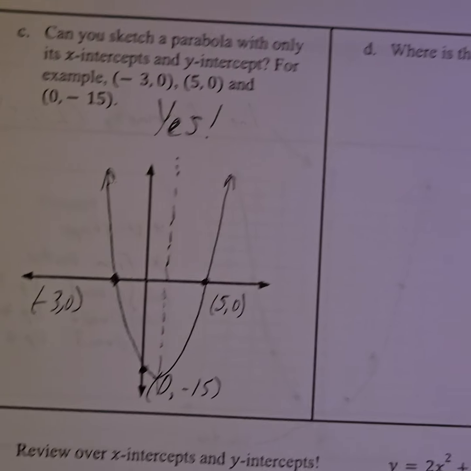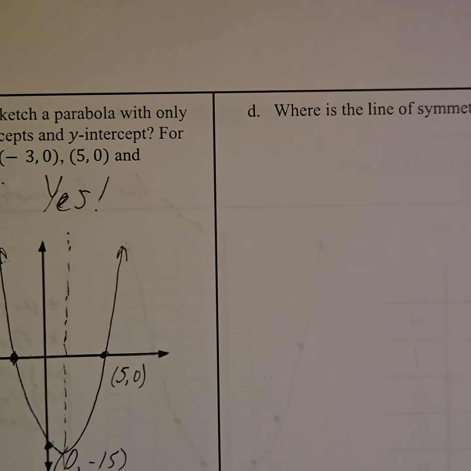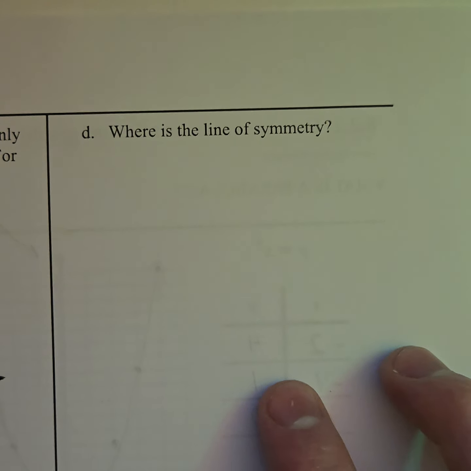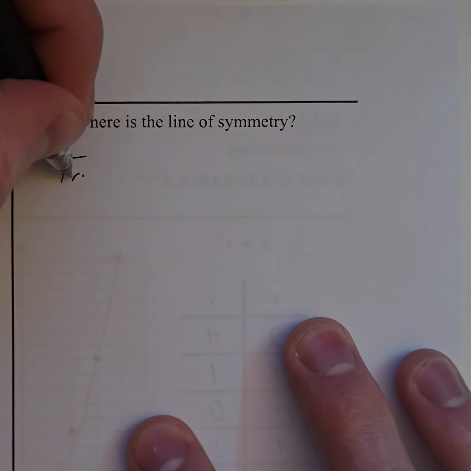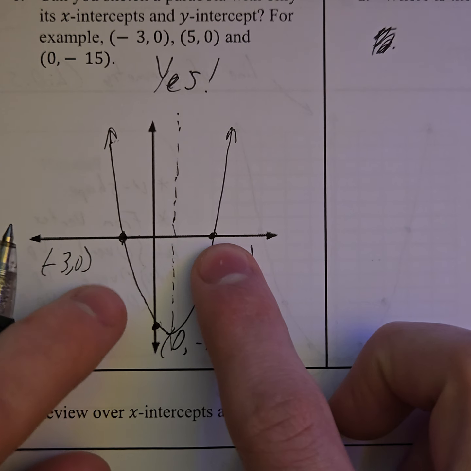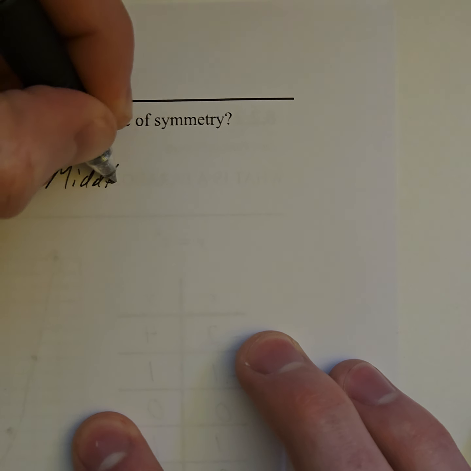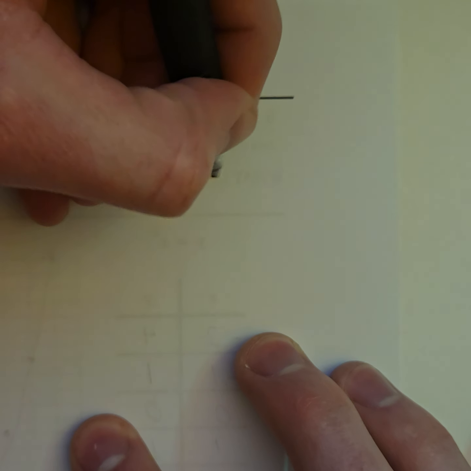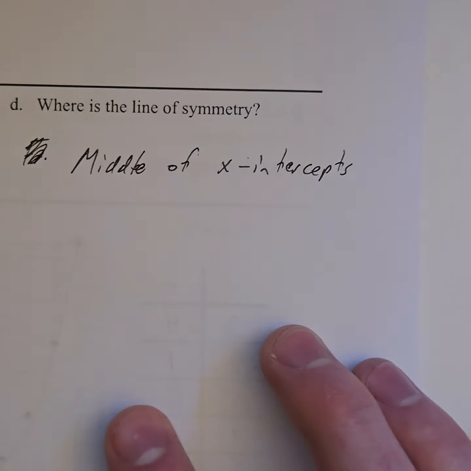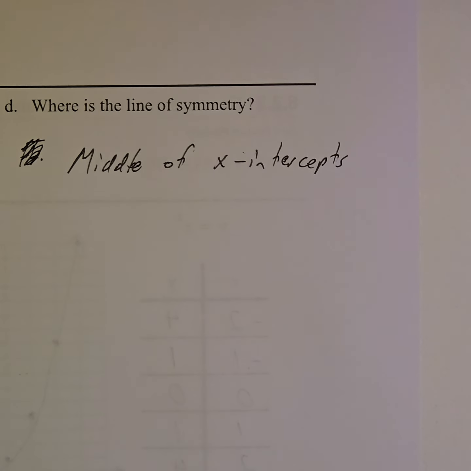And then part D in the book, if we take a look at that, it was asking, where is the line of symmetry? We can get our line of symmetry from the x-intercepts. The line of symmetry is the exact middle of our x-intercepts. So let's write that down. It is the middle of the x-intercepts. That's going to be our line of symmetry.